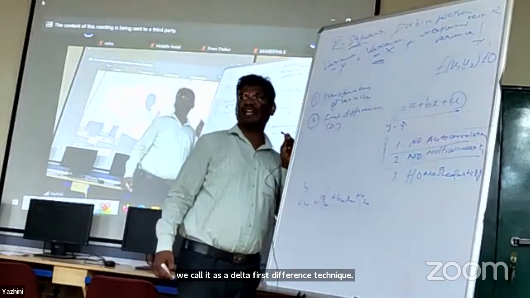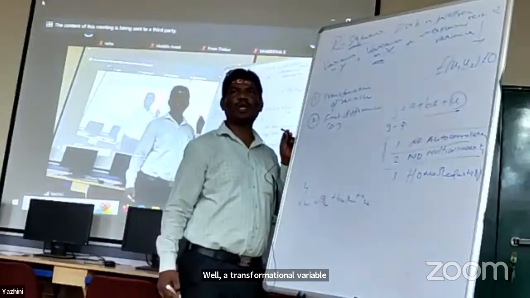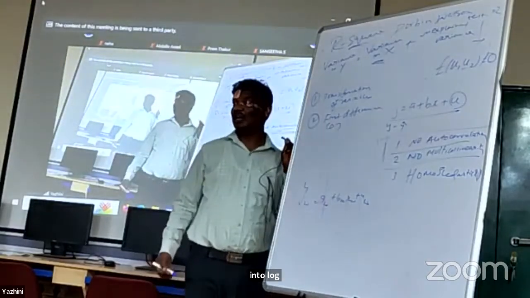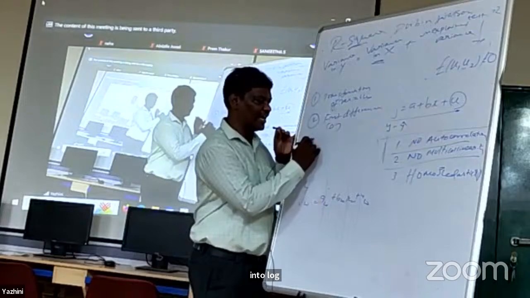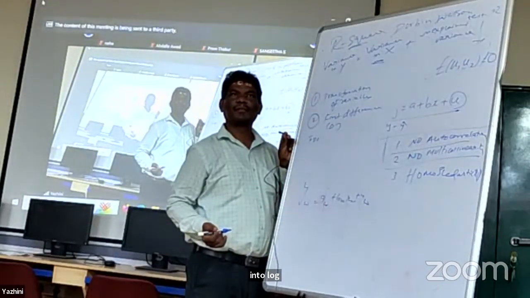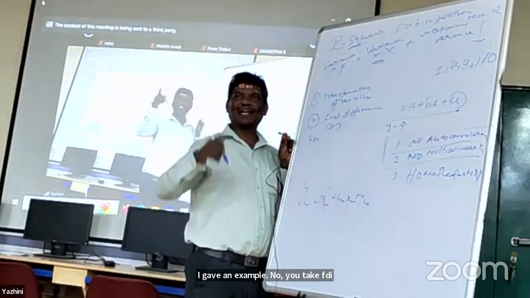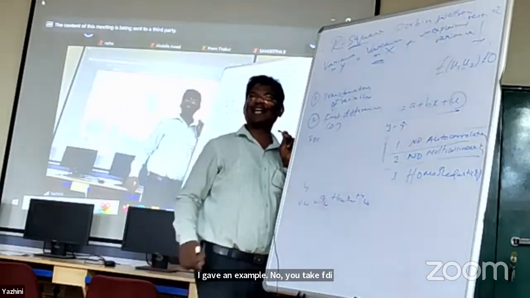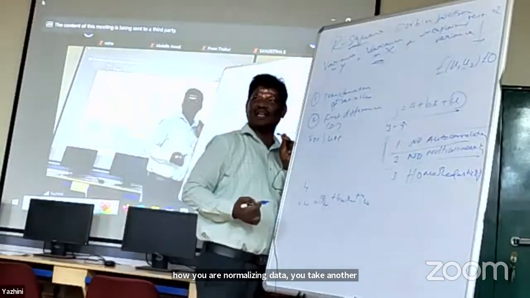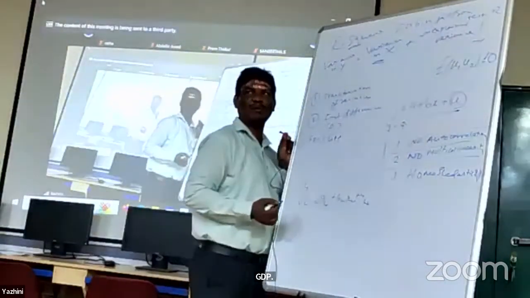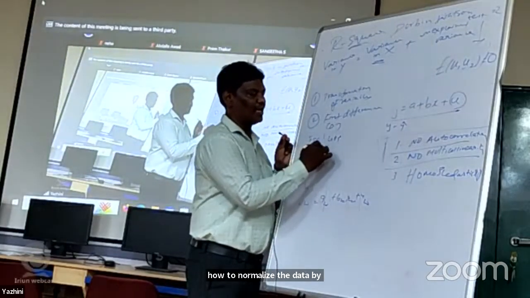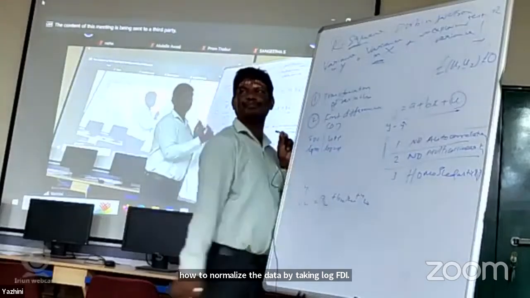What is the transformation of variable? You transform the variable into log. I gave an example. Now you take FDI, so you are normalizing the data. How are you normalizing the data? You take another variable, GDP. We are normalizing the data by taking log FDI and log GDP.